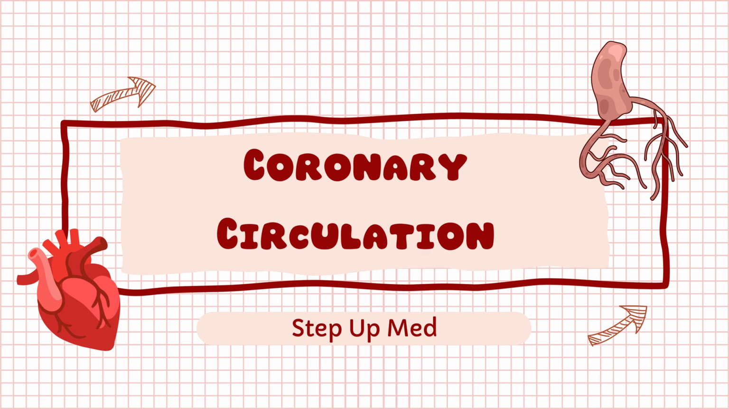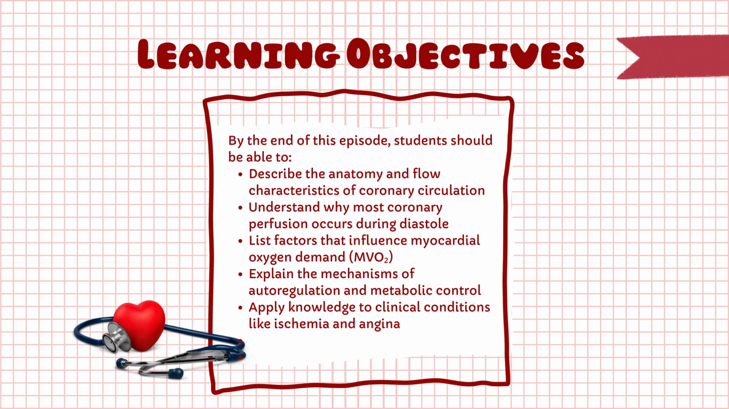Let's dive in. By the end of this episode, students should be able to describe the anatomy and flow characteristics of coronary circulation, understand why most coronary perfusion occurs during diastole, list factors that influence myocardial oxygen demand (MVO2), explain the mechanisms of autoregulation and metabolic control, and apply knowledge to clinical conditions like ischemia and angina.